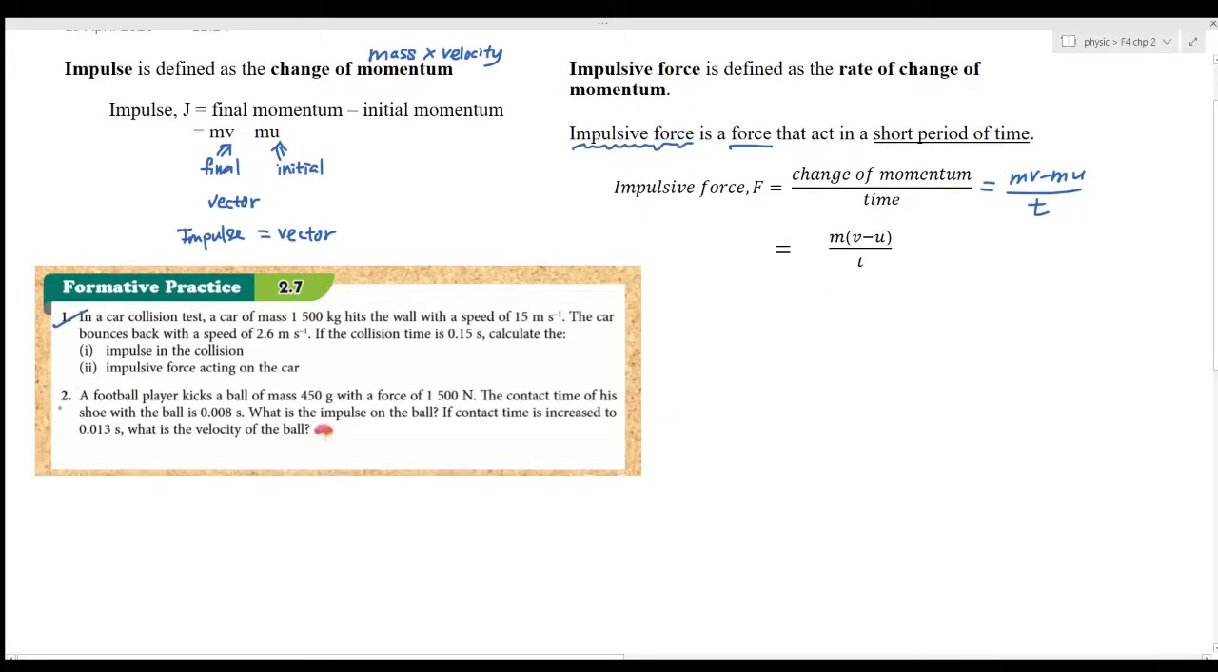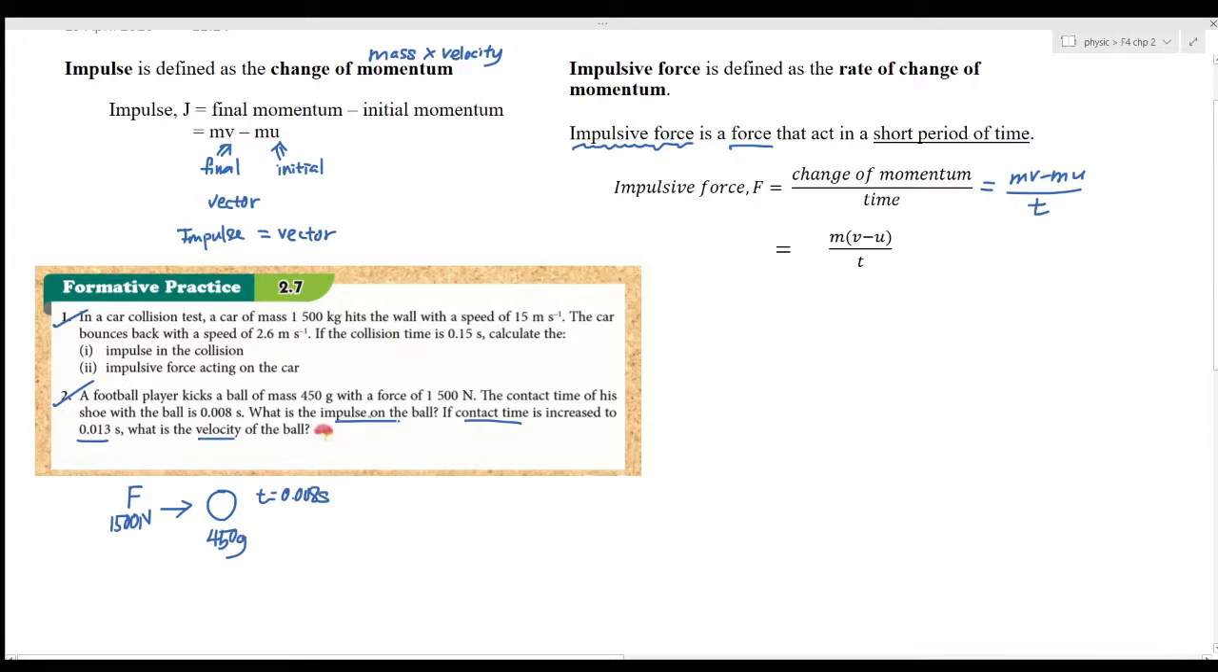Okay, we continue to question number 2. So there's a football player kicking a ball with a mass of, and the force is, the contact time. So we have to find the impulse on the ball, and if the contact time increased to 0.013 seconds, what is the velocity of the ball?